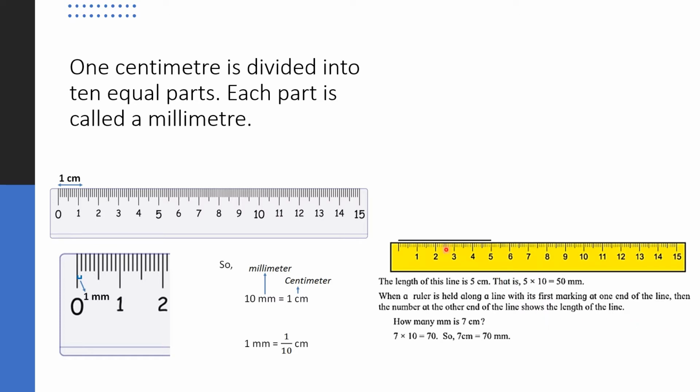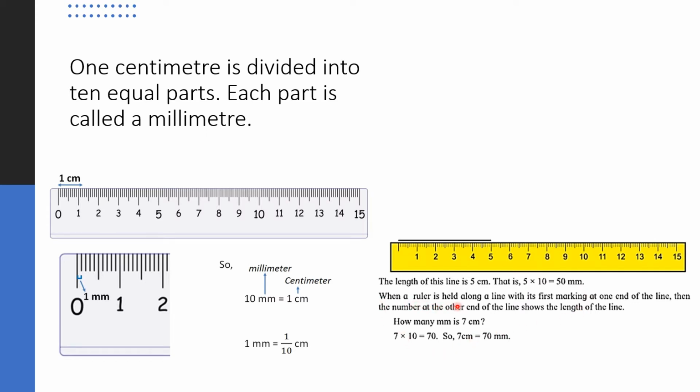Now we will measure this line. We will start from the point 0 and see where it ends, and the ending point is 5. So the length of this line is 5 centimeter. That is 5 into 10 is equal to 50 millimeter.